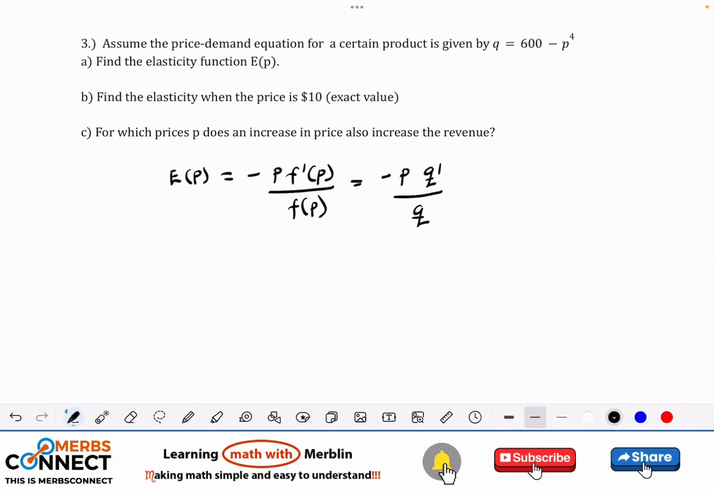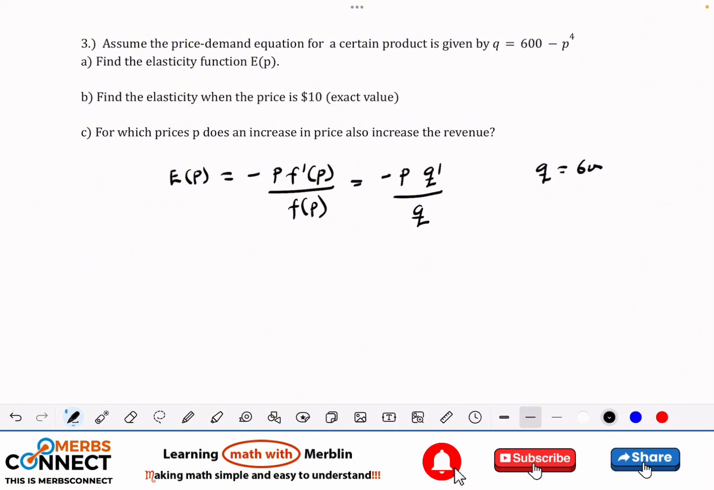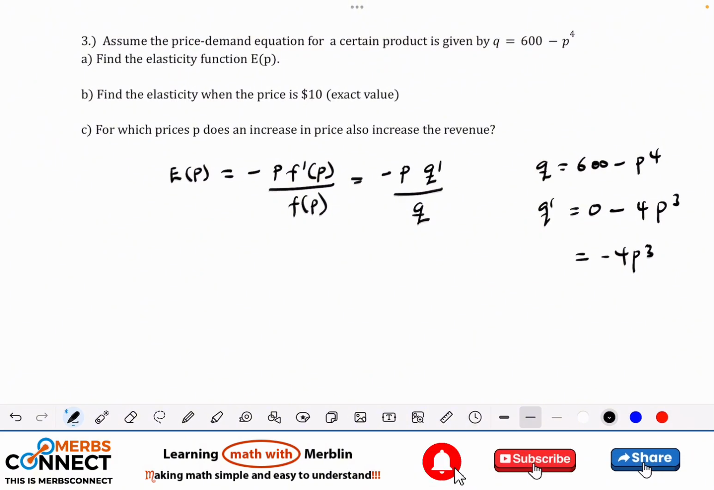So let's go through the hard work. What is K prime? They've given us this to be equal to 600 minus p to the power 4. So what is Q prime? When I differentiate 600, it gives 0 minus. When I differentiate p to the power 4, remember the function is in terms of p, so we are differentiating with respect to p. Power rule, 4p to the power 3. And this is going to give us minus 4p to the power 3. This is the hard work that we just need to do. The rest is just substitution.